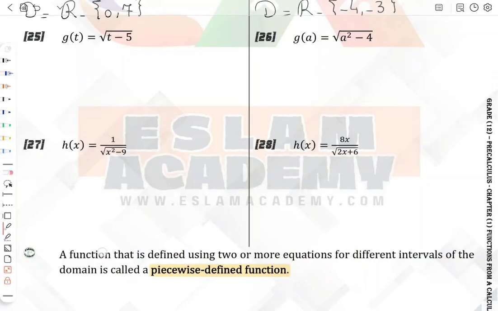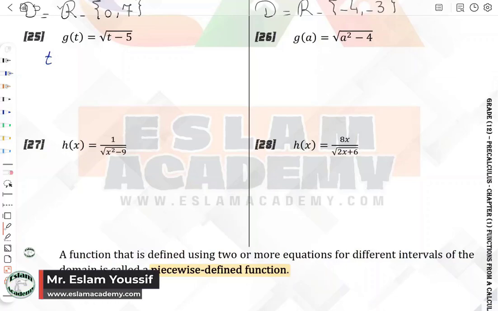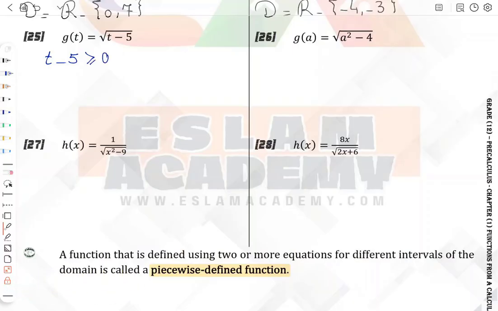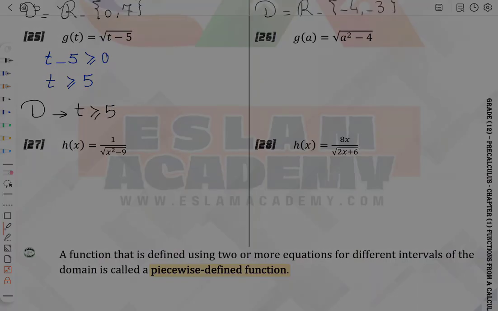What if we have a square root? We set the domain of the function. When we have a square root, we just write t minus 5 is more than or equal to 0. The expression under the square root is more than or equal to 0. Once we have an inequality of the first degree, it will be t is more than or equal to 5. So the domain now will be t is greater than or equal to 5.